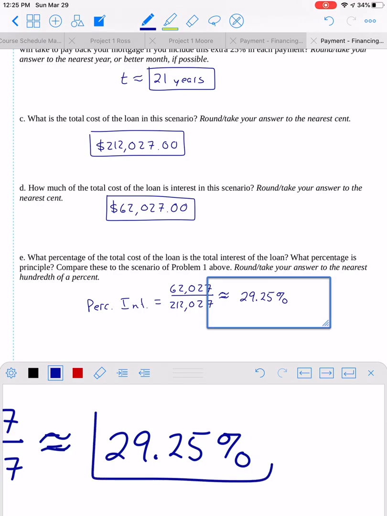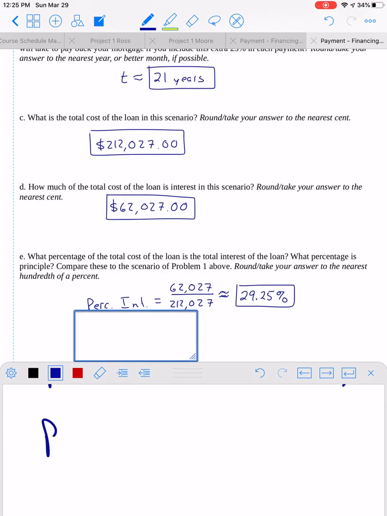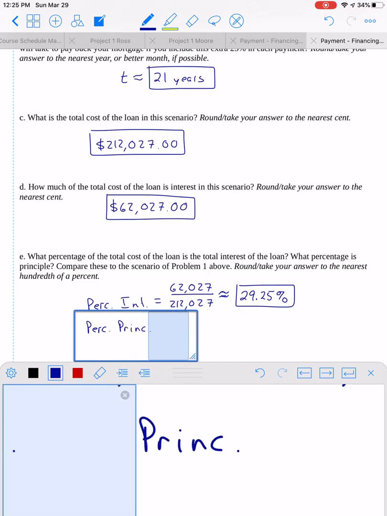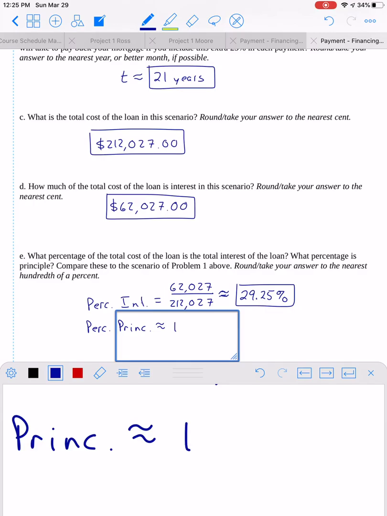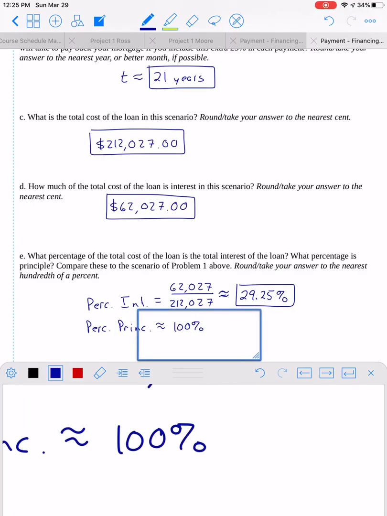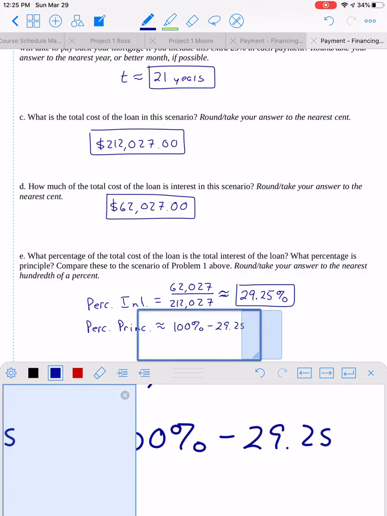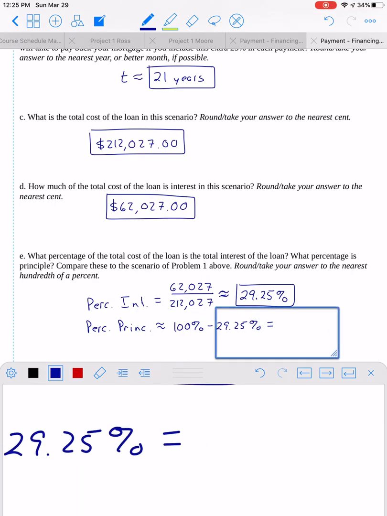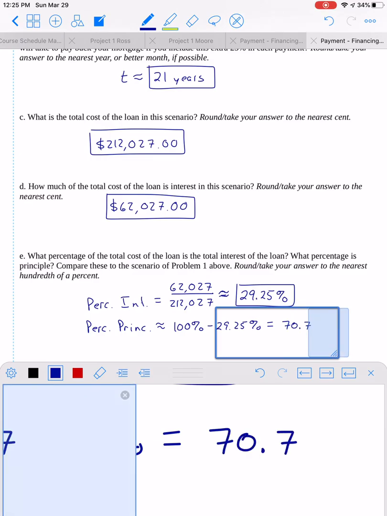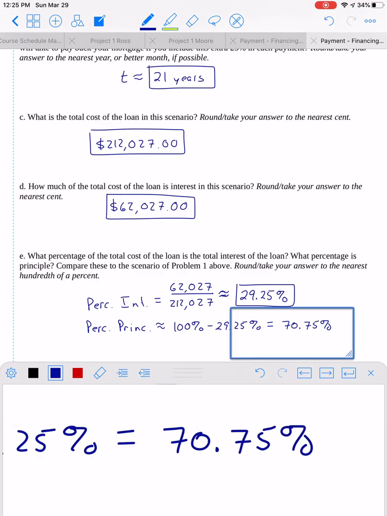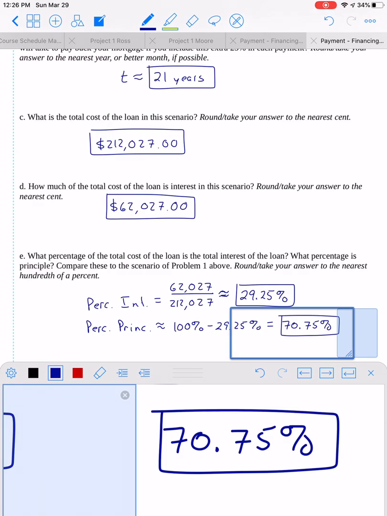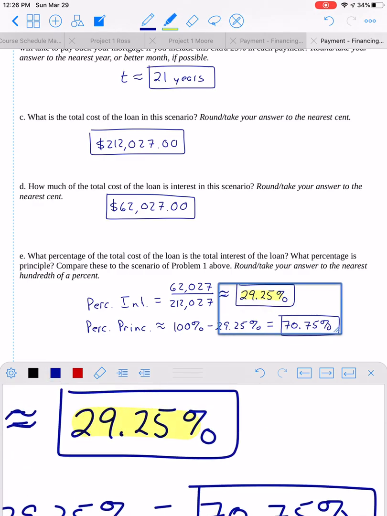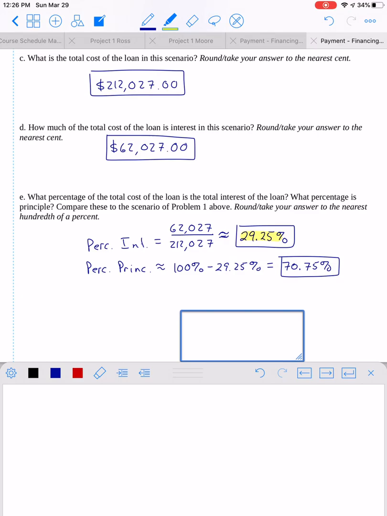Okay, and that would leave, using our quick trick from before, the percentage of principal paid over the entire life of this loan to be 100% minus that 29.25%. And this is equal to 70.75%, okay, over the life of the loan. And this is that total cost breakdown. 29.25% of our total payments goes towards interest by the time the loan is over.